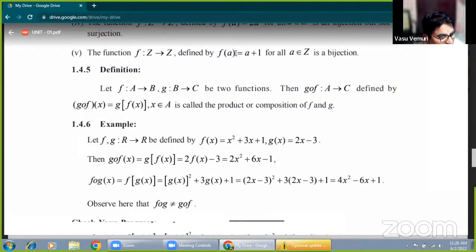1, 1 means f of a equals a plus 1. Here a is an integer. Integer means either a negative integer or a positive integer. According to this relation, it is now a bijection. Bijection means first of all we must prove that the relation is one-one and onto, that is, injection and surjection. That's why this given relation is a bijection.